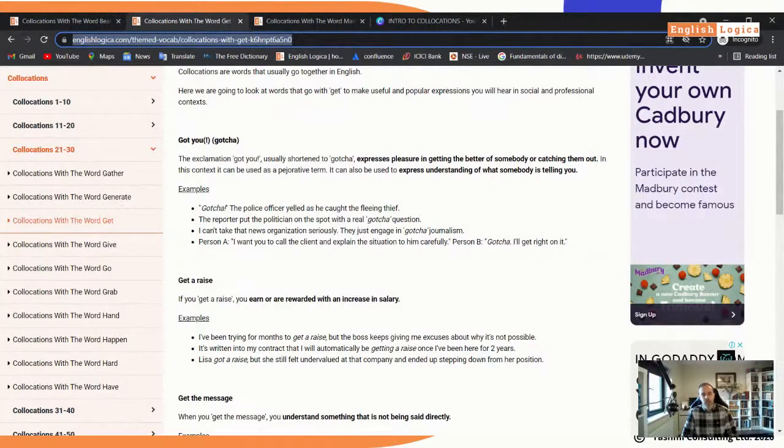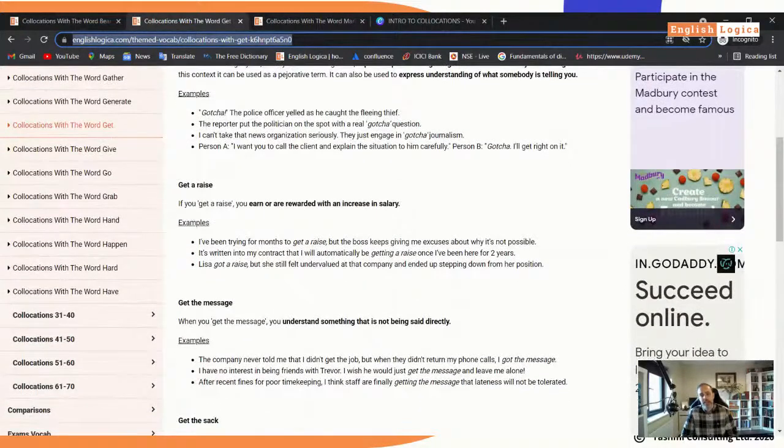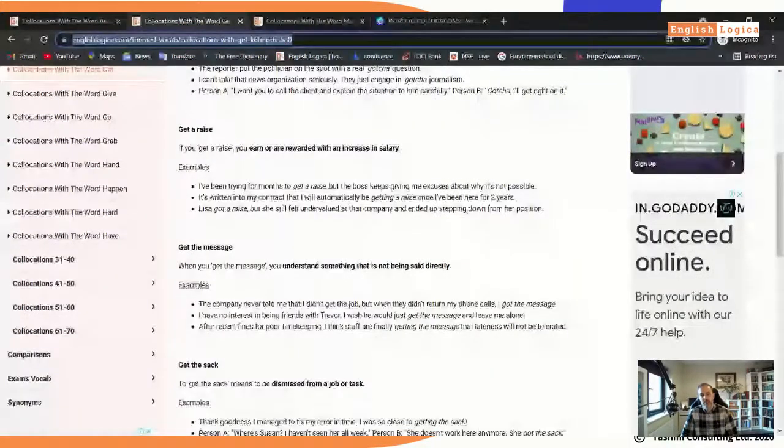Person A: I want you to call the client and explain the situation to him carefully. Person B: Gotcha. I'll get right on it. This last one, gotcha, is saying, I understand you. I got you. Okay, you might hear people saying, oh, I get you. I get what you're saying. That just means that they understand.